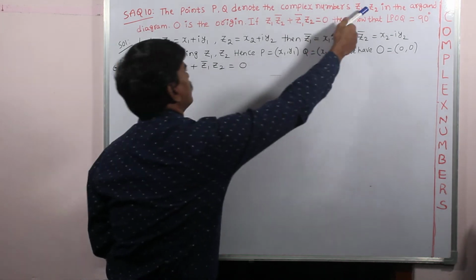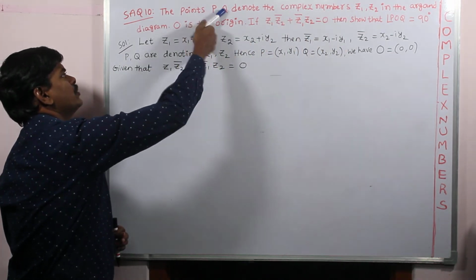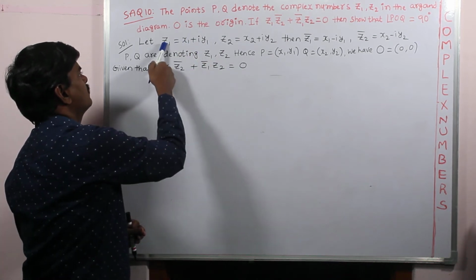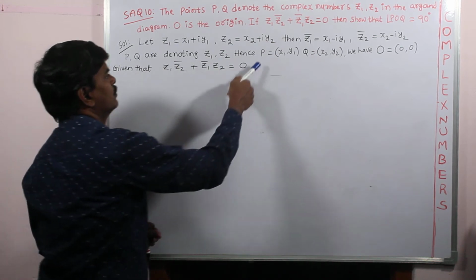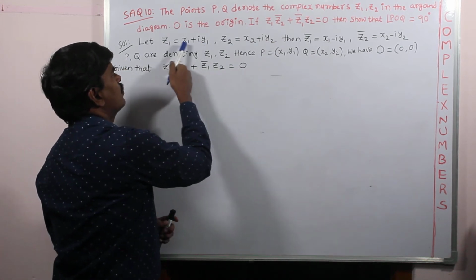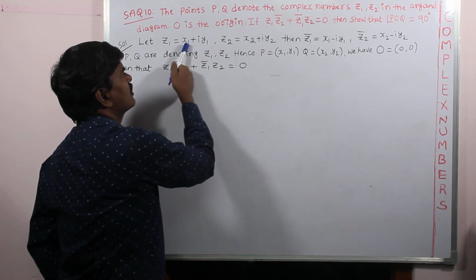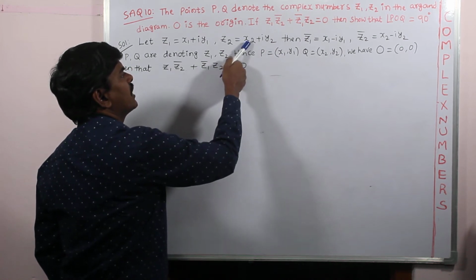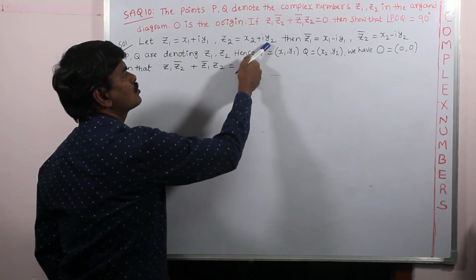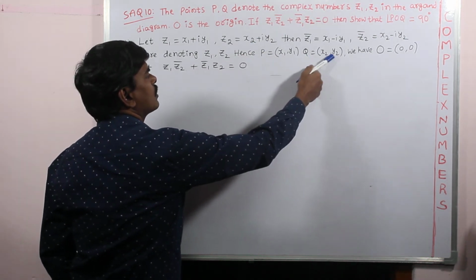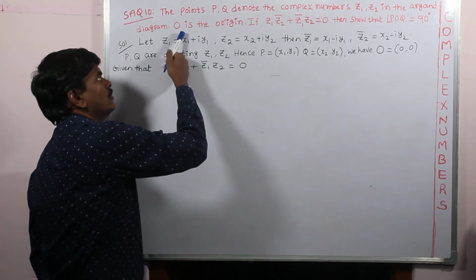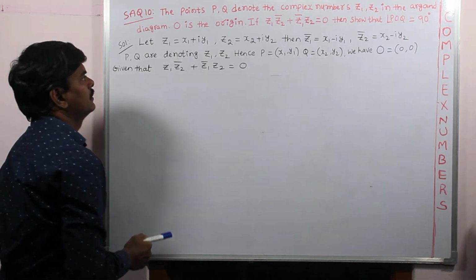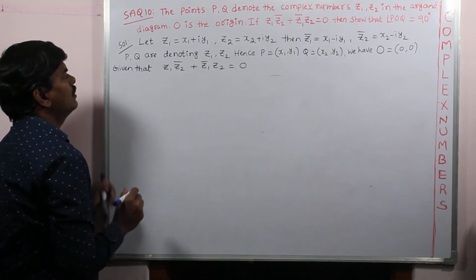These two complex numbers are represented by the points P, Q. So let us convert these complex numbers into point form. The address of Z1 is point P, the address of Z2 is point Q. Z1 is x1 plus iota y1, in point form x1 comma y1, so P is equal to x1 comma y1. Similarly Z2 is x2 plus iota y2, in point form x2 comma y2, so Q becomes x2 comma y2. All of you know O is the origin, with coordinates 0, 0. Now let us take the given condition into consideration.